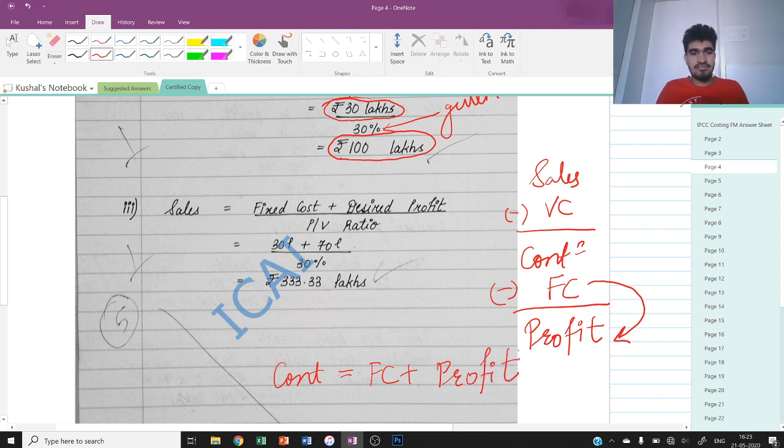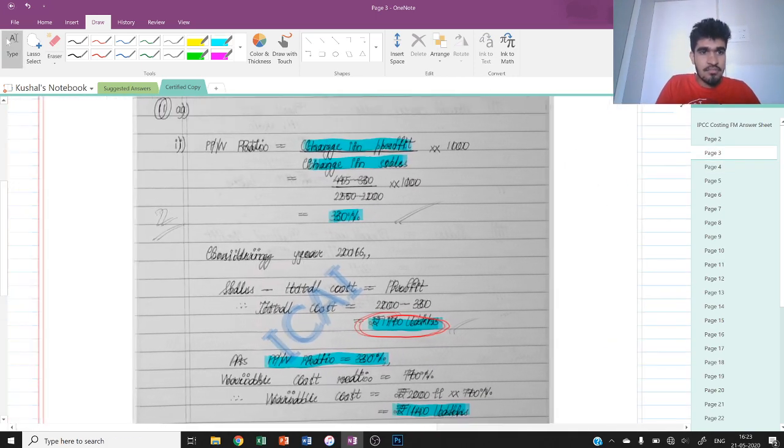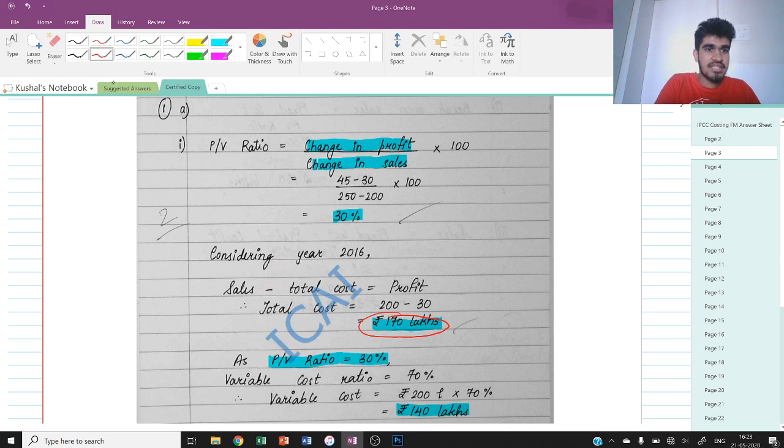Okay, I hope the derivation of this formula is clear. It's very easy, and by this formula we get the amount of sales as rupees 333.33 lakhs. Okay, so let's see how I was able to score marks in this examination, particularly for each subpart.